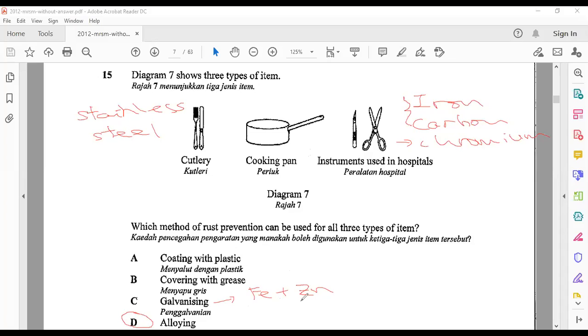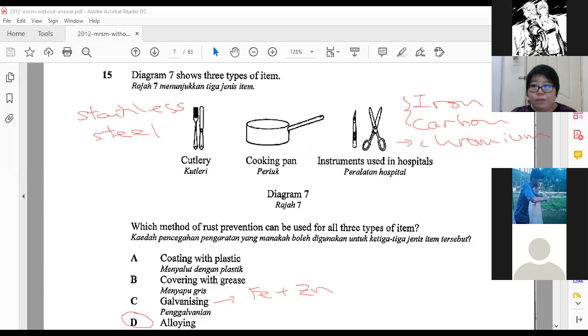Why can the zinc prevent the rusting of iron? Explain for me. Give me a response about why galvanizing can prevent rusting. Any idea from you? Zinc is more electropositive than iron metal. Kachun says the zinc is more electropositive than iron. Everyone agree? If you agree, show me a light. Zinc is more electropositive than iron.